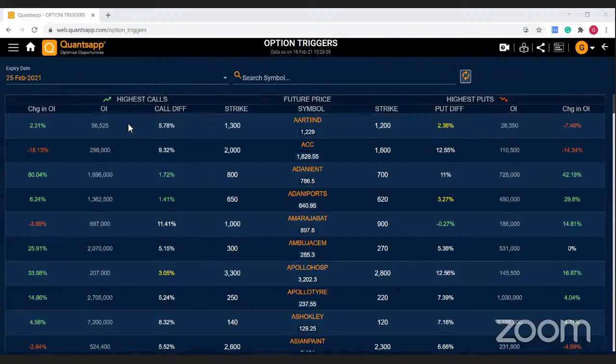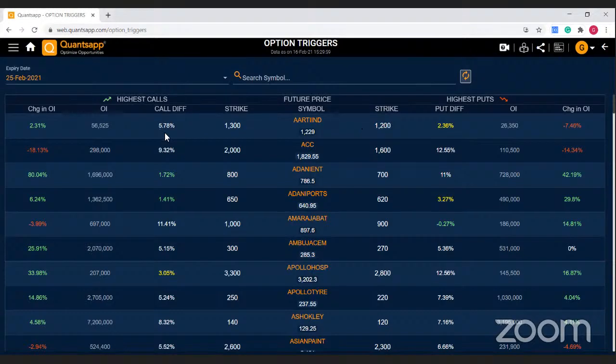Now what you notice here is the highest call and the highest put, which means for all the F&O stocks, it's giving me the highest call and the highest put. So if I say Aarti India is trading at almost 1229, the highest call strike means the highest number of call writers are standing at this particular point, and the highest put is at 1200, meaning the highest put open interest is at the 1200 level.